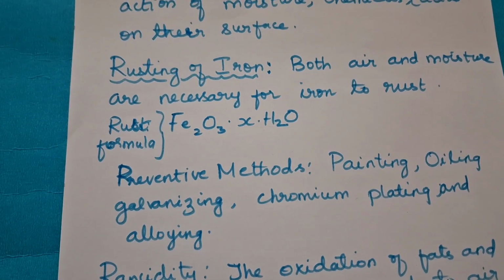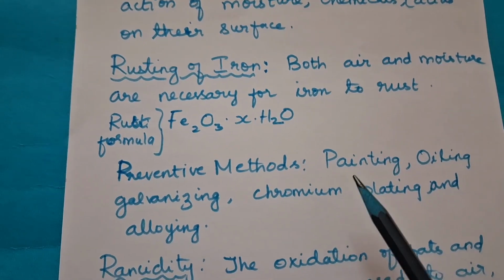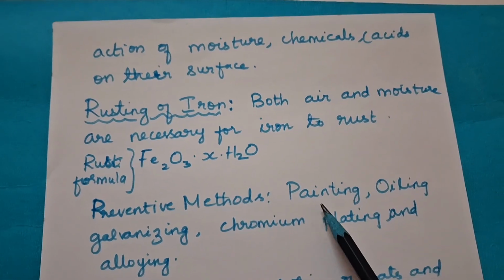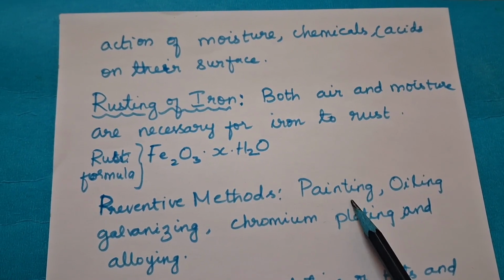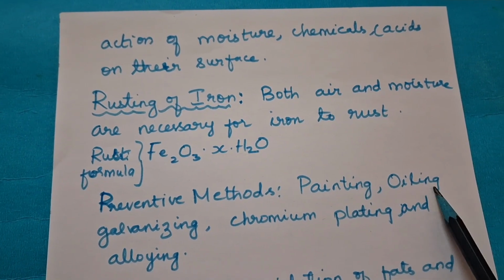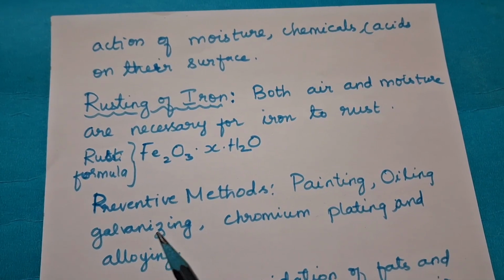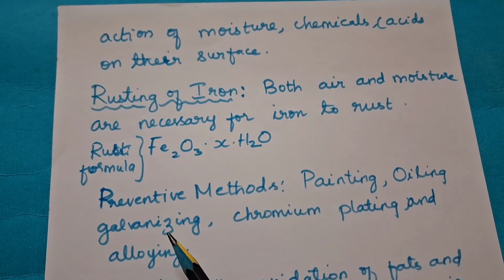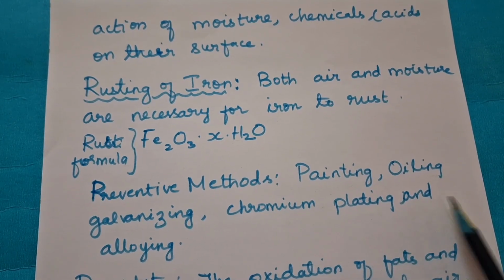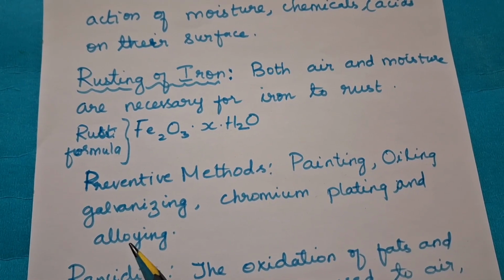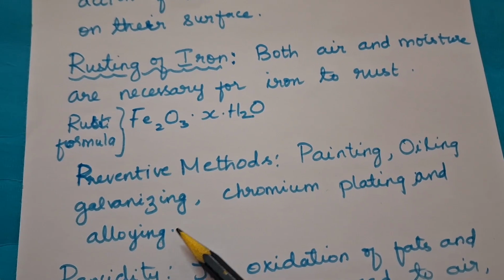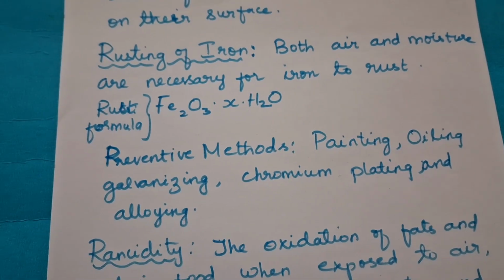So how can it be prevented? We can paint the articles, and metal doors or grills can be painted. Oiling can be done in the case of iron machinery. Galvanizing can be done. Galvanizing is nothing but giving a coating of zinc. Then chromium plating and alloying. Alloying is the process of mixing a metal with a metal or a metal with a non-metal. So that can be done.